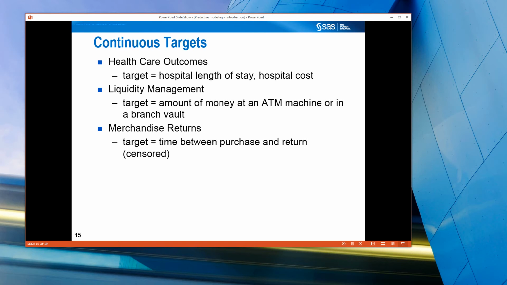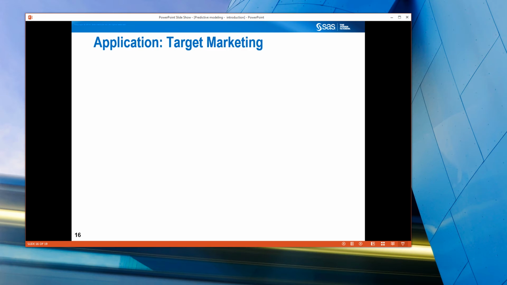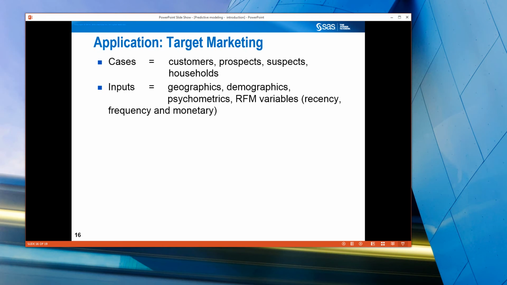Or if you're talking about commerce, you could say how long a vendor may expect to pass between sale of an item and return of that item. Now let's take up some examples of how prediction modeling can be applied in various areas in business. If you're talking about target marketing, let's say we have data on customers or prospects and households, and we have data on their demographics, geographics, psychometrics, and RFM variables.